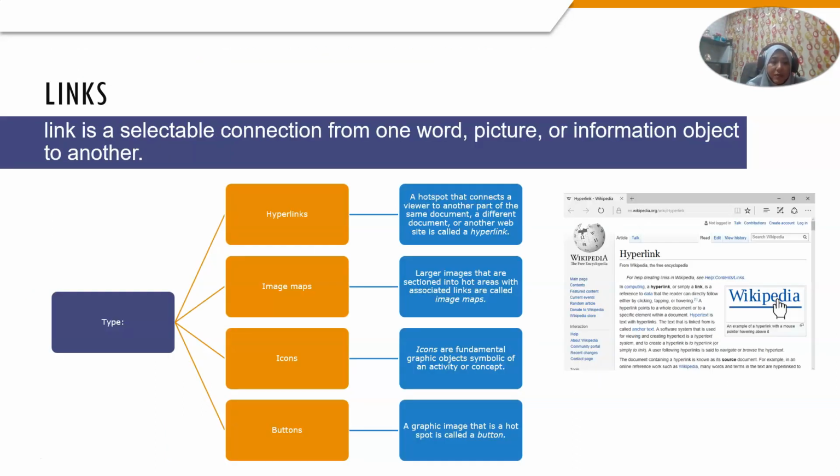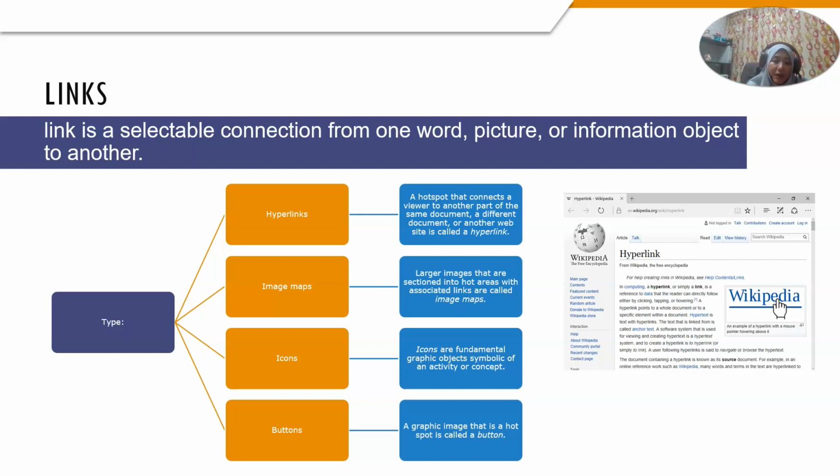Moving on to the links. What is a link? A link is actually the selectable connection from one word, picture or information to another. We have mentioned hypermedia and hypertext. That is the concept of link. From the link itself, you can go to other places, and we have several types.